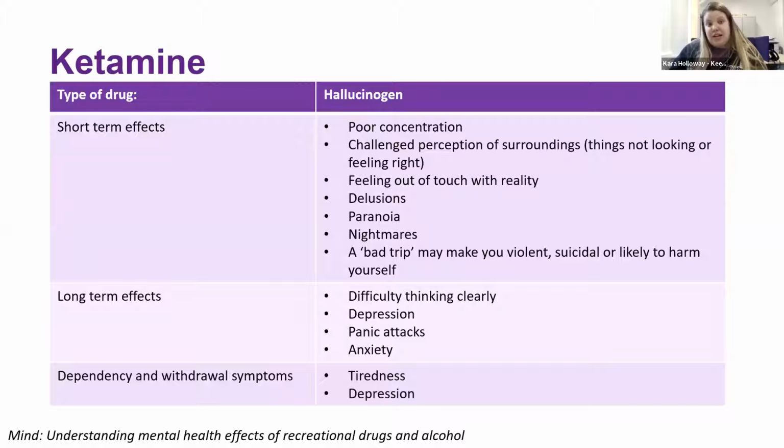So as I mentioned, ketamine is a hallucinogen with short-term effects including poor concentration, challenged perception of surroundings, feeling out of touch with reality, delusions, paranoia, and nightmares. But more seriously, a bad trip might make you quite violent, suicidal, or likely to harm yourself. So we can see that even with the short-term effects of using ketamine, there are some quite significant mental health concerns that we need to be aware of.